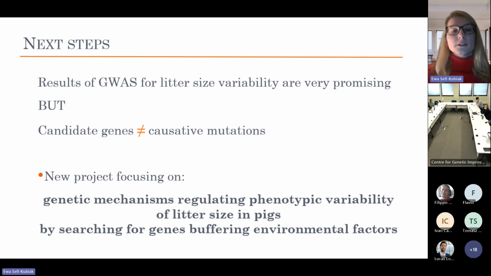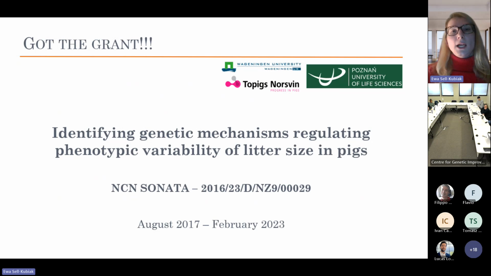I decided to write my own project focusing on genetic mechanisms regulating phenotypic variability, and hopefully finding the causative mutations behind pigs that are well prepared for being resilient to different environmental factors. For this, I received a grant. It was fully funded by the Polish National Center for Science, but I had data from Topigs Norsvin from the Netherlands, and because of my PhD from Wageningen University, I was still in contact with my promoters. So it was a cooperation between 3 partners. As you can see, it took a really long time to do all the studies, for different reasons, but the important thing is the outcome.